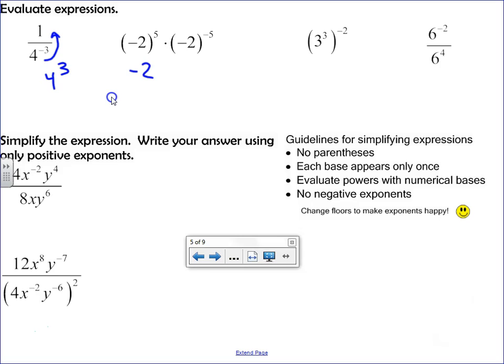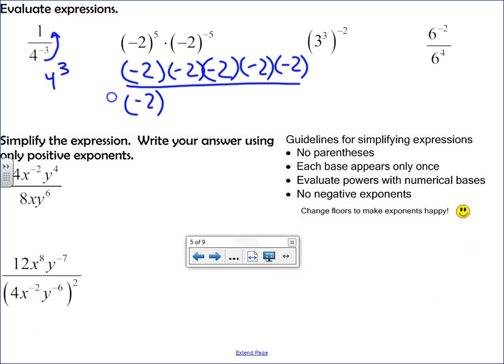Negative 2 to the fifth times negative 2 to the negative fifth. So then I'm dividing by negative 2 five times, and then those give me factors of 1. So this equals 1.